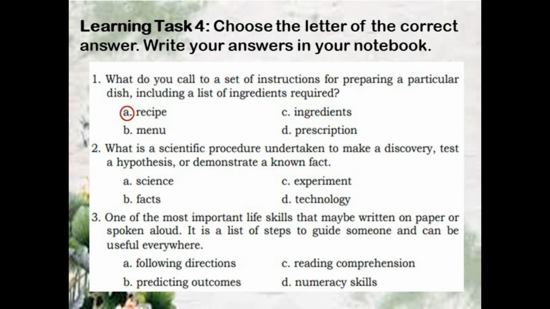3. One of the most important life skills that may be written on paper or spoken aloud. It is a list of steps to guide someone and can be useful everywhere. A. Following directions. B. Predicting outcomes. C. Reading comprehension. D. Numeracy skills.